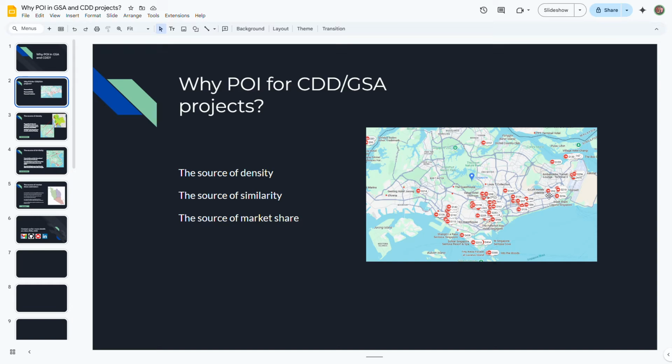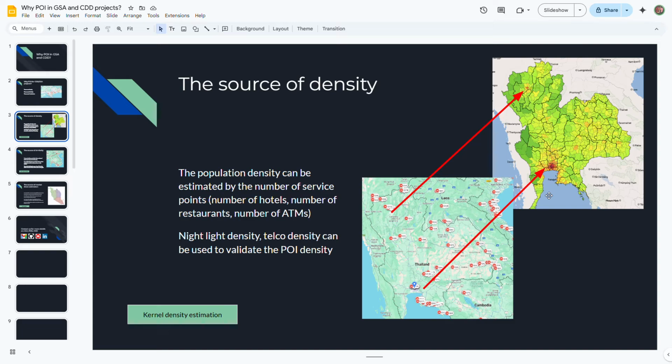Okay, so there are three things that I would like to emphasize for the POI in GSA. The first one is the source of density. If you want to see the dense places and the sparse places, you can use the POI as well. So let us see, this is the input. You have a lot of hotels. In this case, I also show the hotels in Thailand.